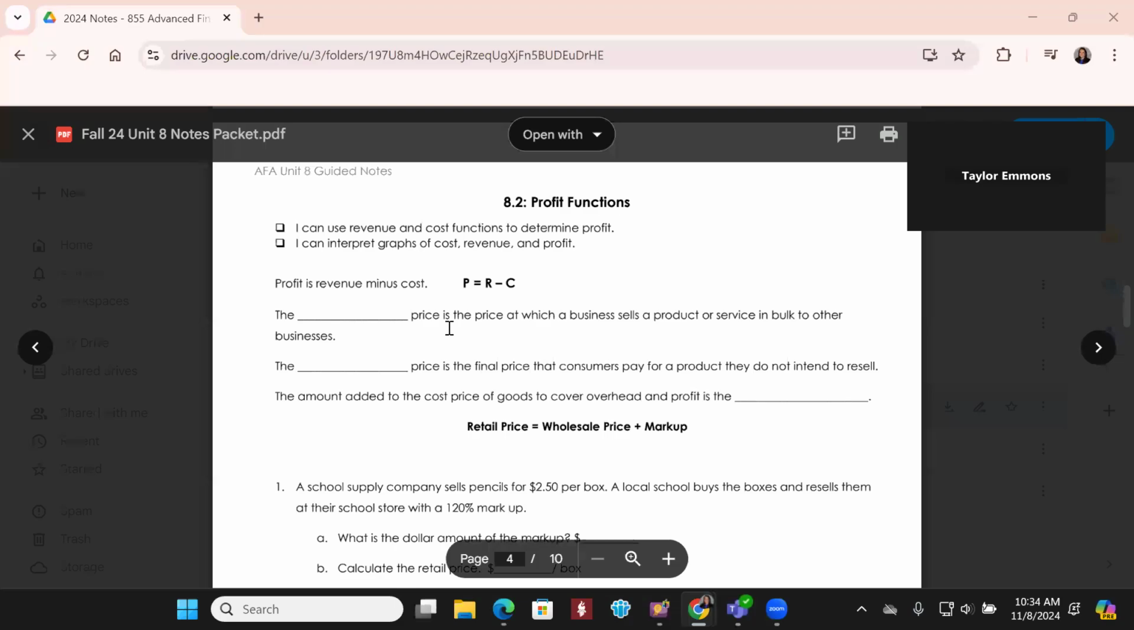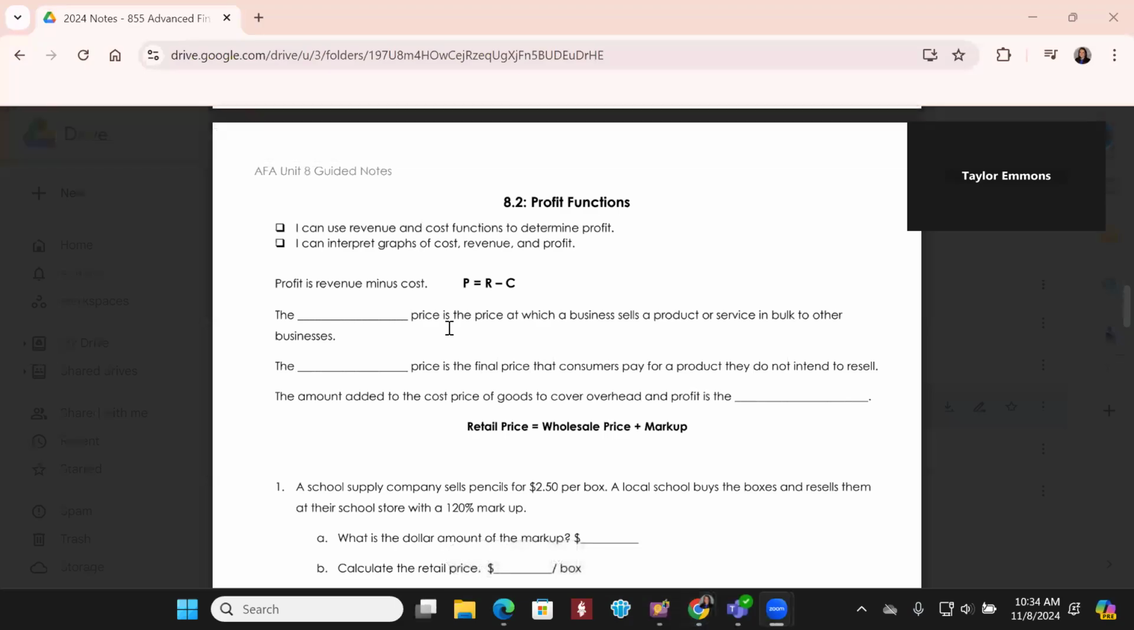All right, profit functions. So this is how we make money, right? Profit is good. Profit is the revenue minus the cost. Revenue minus cost.